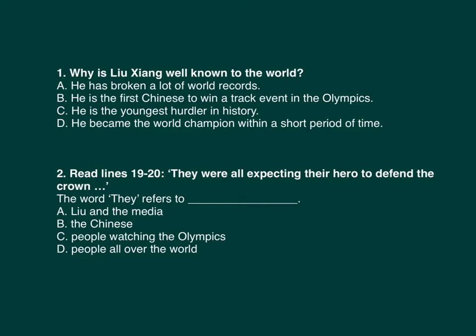Question 2. Read lines 19 to 20. They were all expecting their hero to defend the crown. The word they refers to A. Liu and the media, B. the Chinese, C. people watching the Olympics, D. people all over the world.